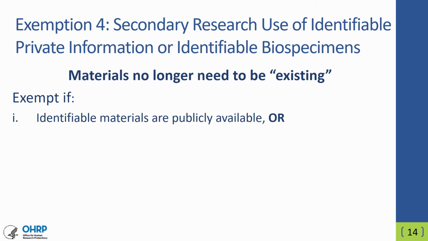So exemption 4 under the revised rule: it is exempt if the identifiable materials are publicly available. And this is exactly what is in the pre-2018 rule. An example of this would be identifiable sources that a researcher can obtain from a public library, or, at a small cost, from some commercial providers, as long as the general public, by paying this small cost, can also get hold of this material. So that's the kind of thing we're thinking of.